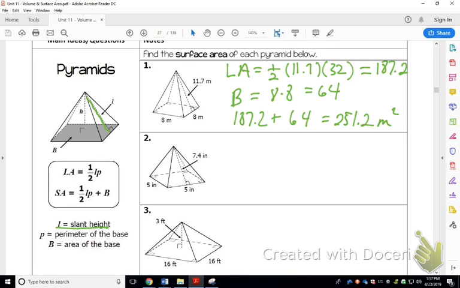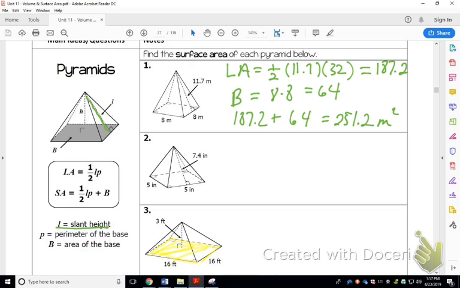So 3 is also a square prism. So I'm going to come in here and I want you to do the same. I want you to highlight the base. We have to do a diagram. I don't know, do we? Yes. No. Yeah, so let's try it.